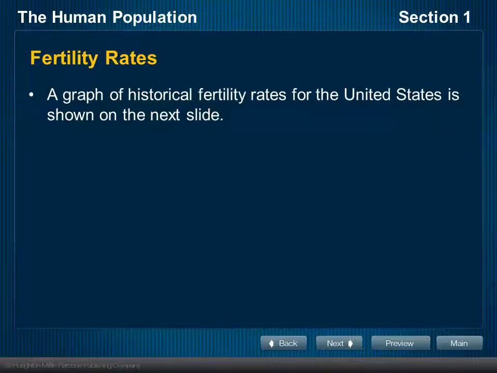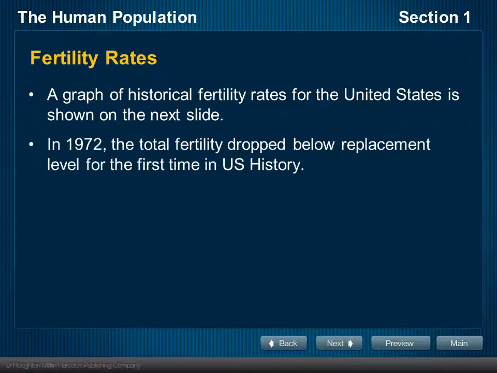When we look at fertility rates, we can look at this graph on the next slide, and it actually shows the historic fertility rates in the United States. And one of the things that it shows that's very, very important is that in the whole history of the United States, 1972 was the first time the fertility rate dropped below the replacement level. And this is where, if you find this type of stuff interesting, demographics can get interesting because demographers are going to start talking about trends in history and why this is happening and what it means for the future.